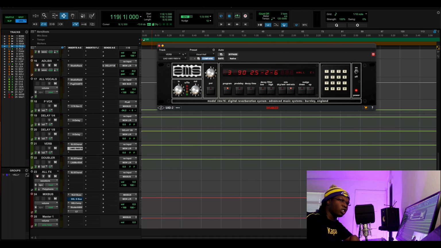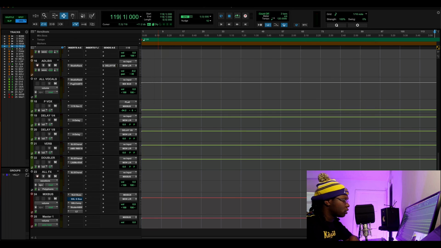People used to have big old chambers and actual rooms for these effects, but when the digital delays and reverbs started coming through, people said, okay, I got this, and this is going to become a staple part of my studio, a staple part of my instrument and vocal sound.